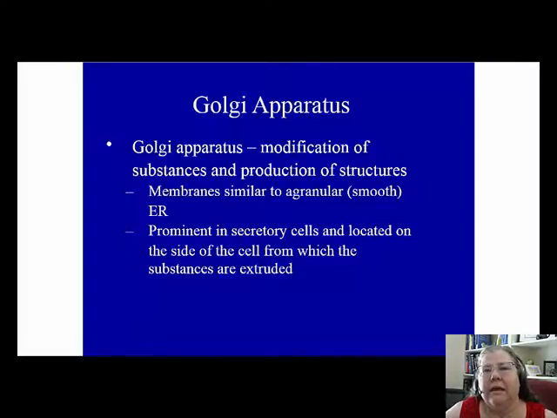pituitary gland. And while the endoplasmic reticulum is perinuclear, it's located next to the nucleus, and as I said, continuous with the nucleus, the Golgi apparatus tend to be located on the side of the cell from which substances are extruded. Another kind of cell that is secreting might be cells within the gastrointestinal tract that are making enzymes to help us digest our food.